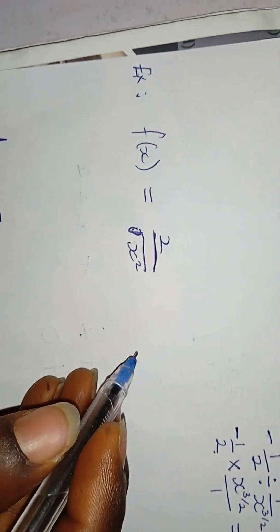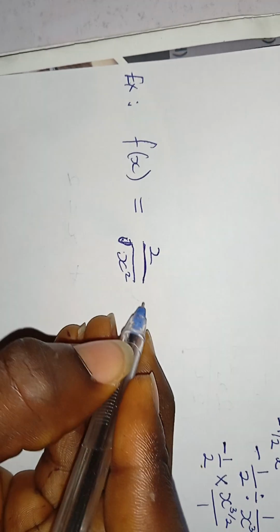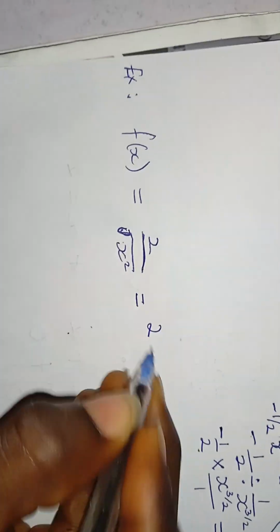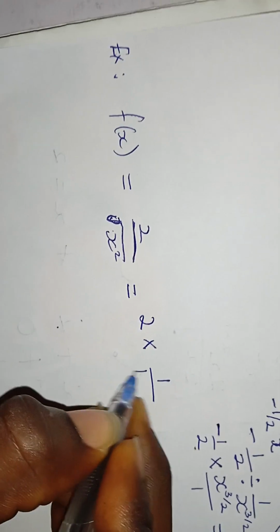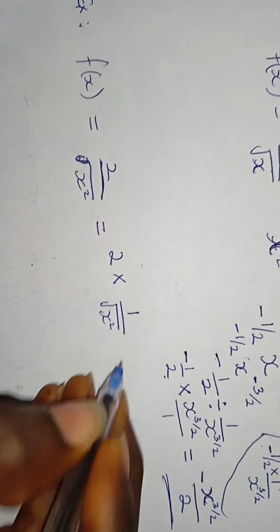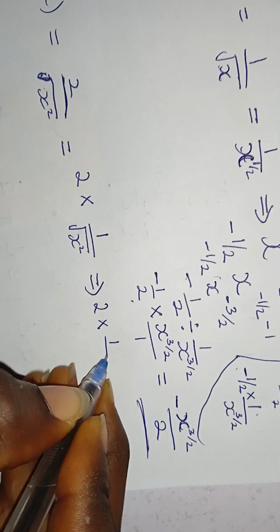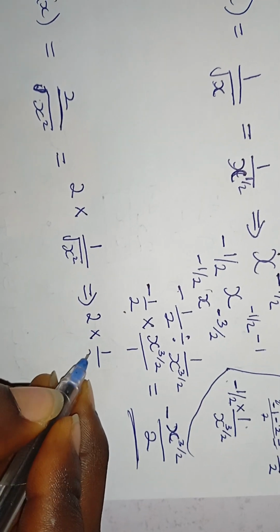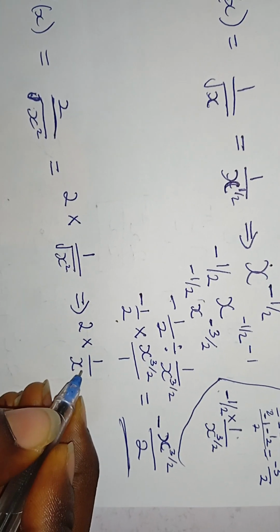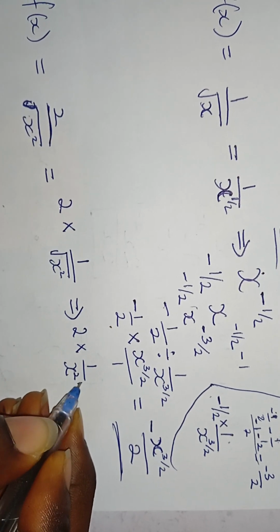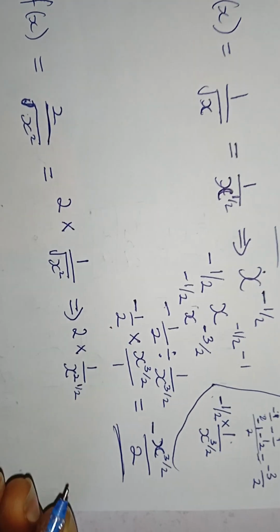This is our final answer. Let's move to the third example. The third example, I have 2 all over root x squared. Now this is the same thing as 2 times 1 over root x squared. And this is the same thing as 2 times 1 over x squared raised to power half.